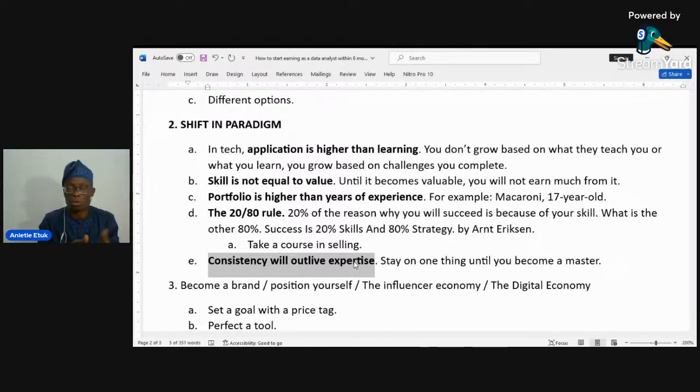Is it bad? Is it good? No, that's not the discussion. I want to be known for just one thing. So I want to be consistent when it comes to data, when it comes to Excel. Then when I build a presence, we can now switch to another thing.